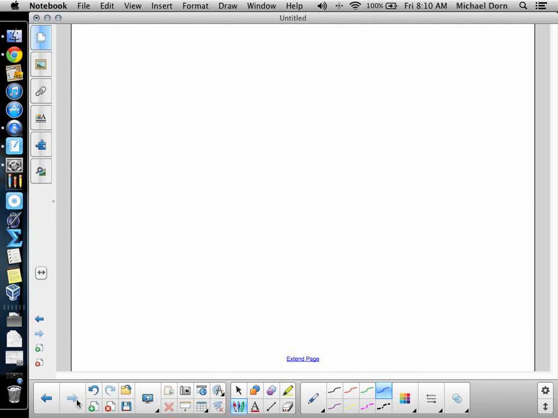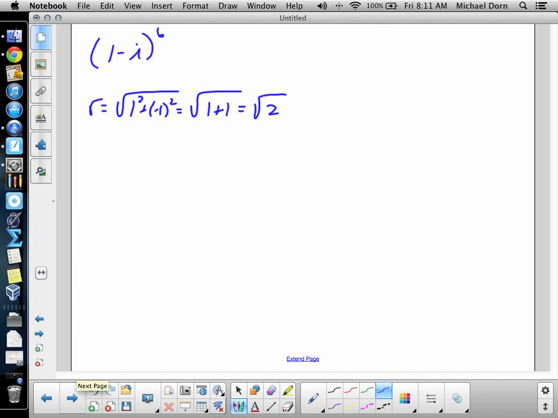One minus i to the sixth power. This is where we are not going to FOIL this out. We're going to go ahead and use De Moivre's theorem, as I like to call it. So I'm going to need to convert this to polar. So r is the square root of 1 squared plus negative 1 squared, which is 1 plus 1, which for most of us is 2.